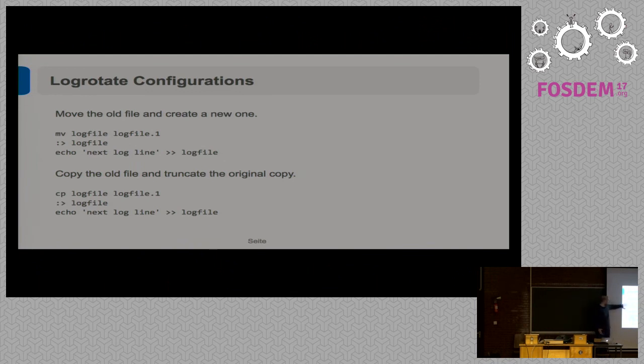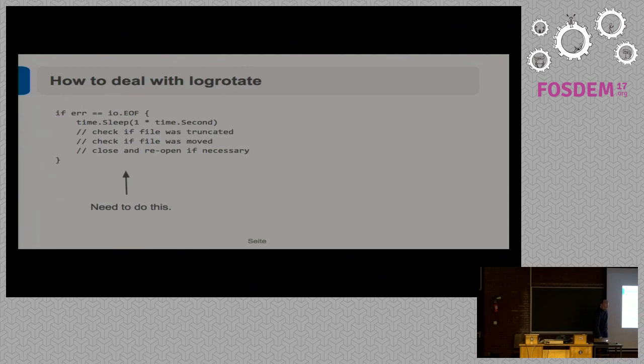It's just truncated. But I wanted to support both configurations because you never know how somebody configures logrotate, right? So if we want to extend our program so that it can deal with these things, what we need to do is, like here where we wait a second and then try again if there are new lines, we somehow need to check if the file was truncated.